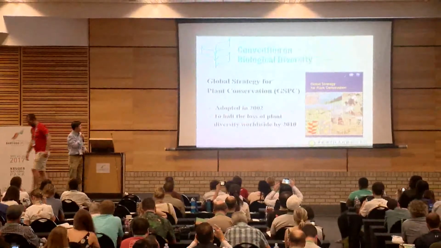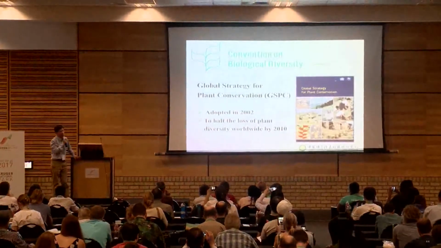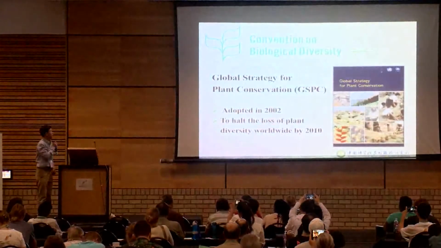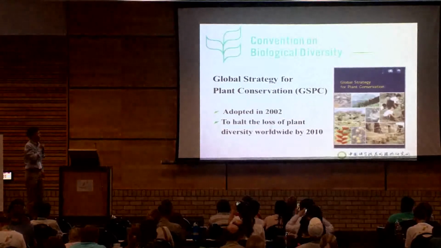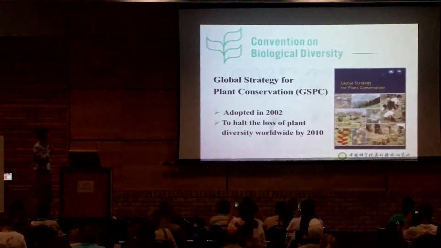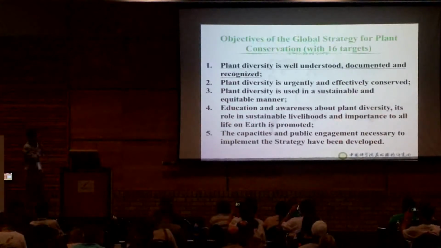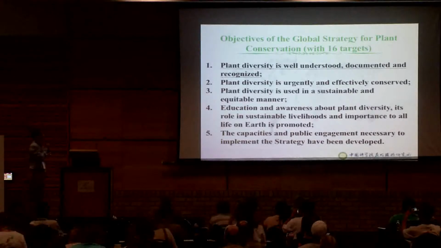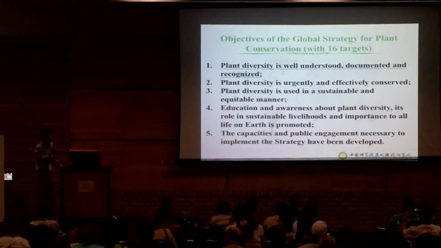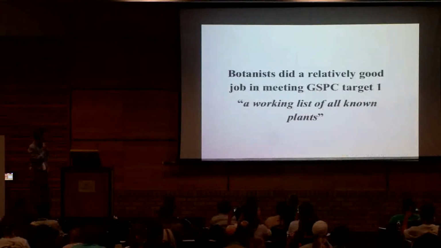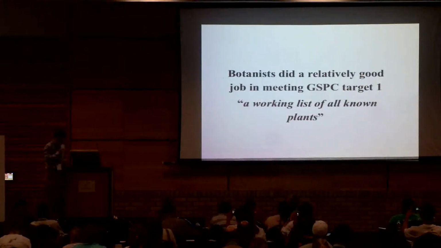So talking about plants, I would like to remind you of the Global Strategy for Plant Conservation, which was adopted in 2002 to halt the loss of plant diversity worldwide by 2010. There are 16 targets, in five aspects. The first one is that plant diversity is well understood, documented, and recognized. And the first target actually is a working list of all known plants.